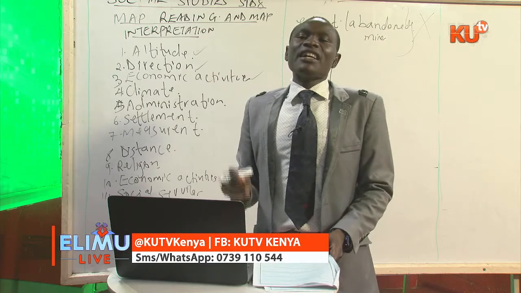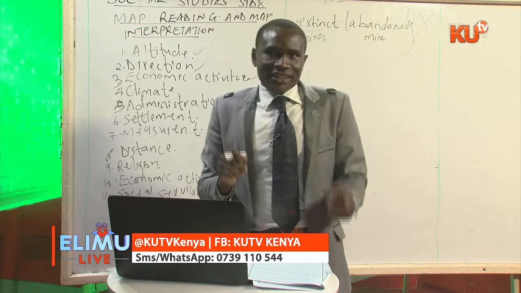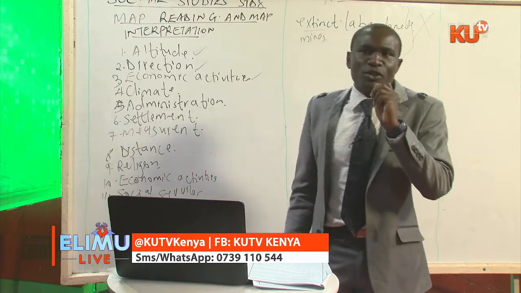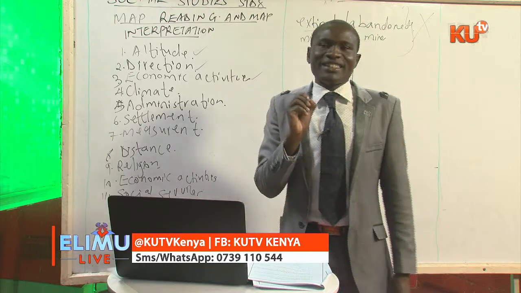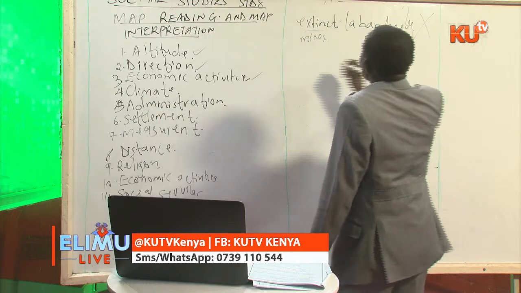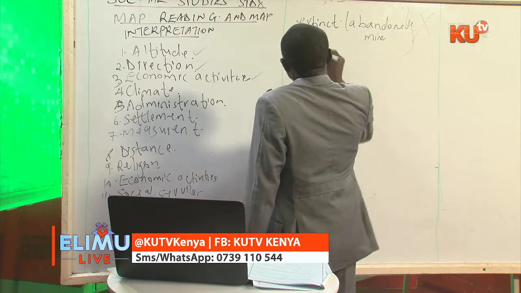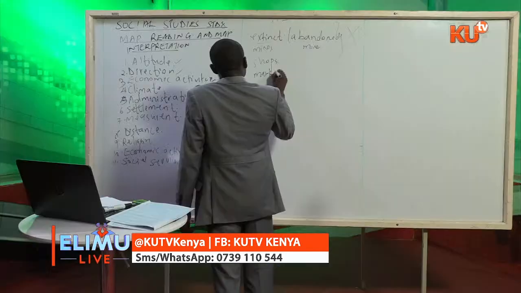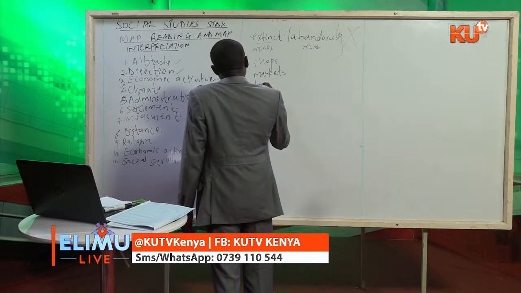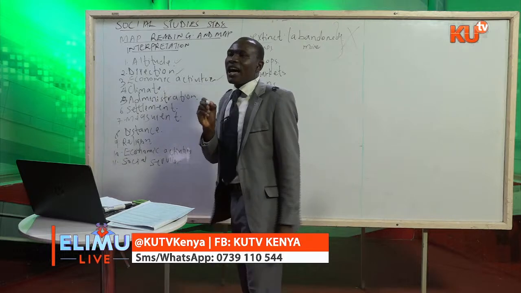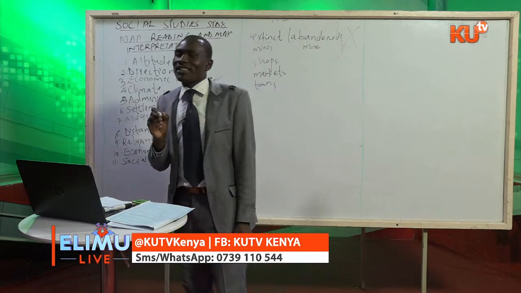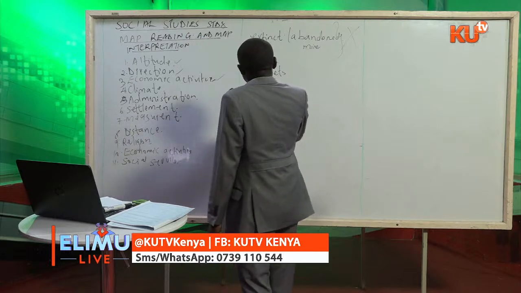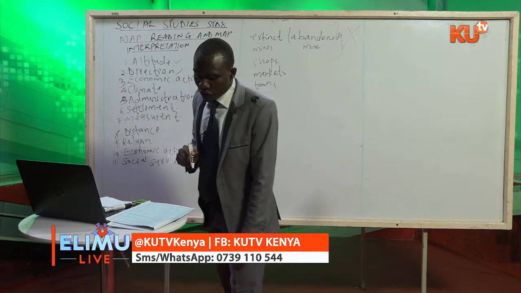What about trading as an economic activity? Trading as an economic activity on map work is indicated by 1, shops, and 2, markets, and lastly, towns. Note that all towns are commercial centers. So whenever you see somewhere like a town, that is a commercial center.